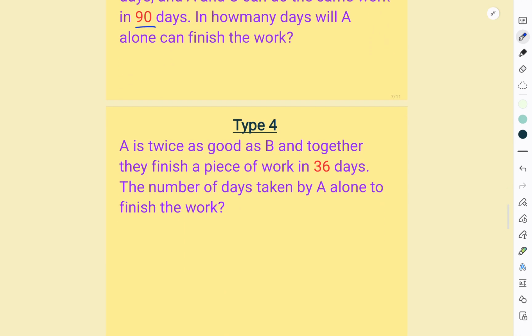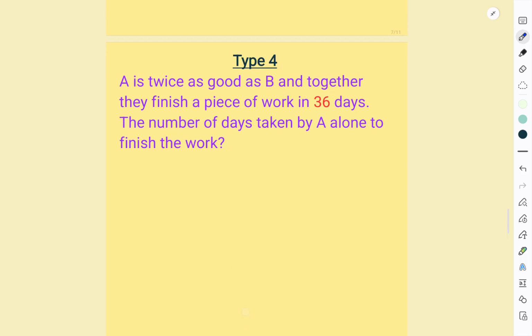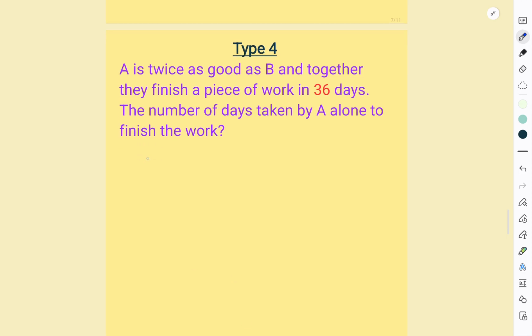Okay, the next type, that is a is twice as good as b. So a is twice, okay, twice as good as b, right? And next is together they finish the piece of work in 36 days. So a and b together do the piece of work in 36 days. So we need to find the answer for a alone. Okay, a alone. So a plus b is 1 day work equal to 1 by 36.